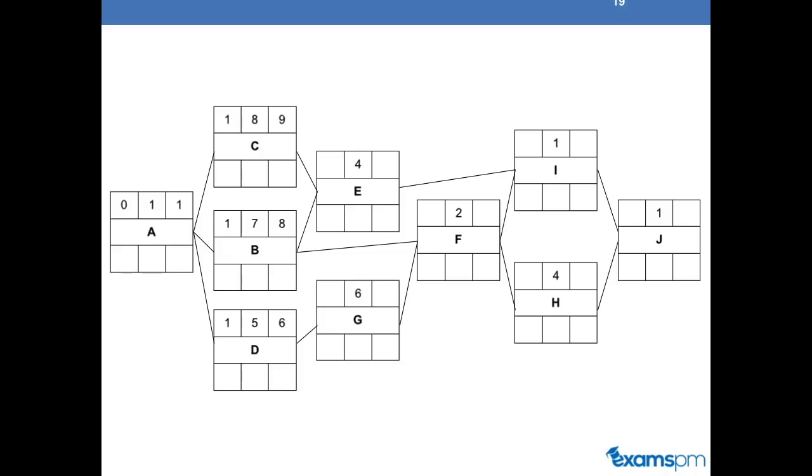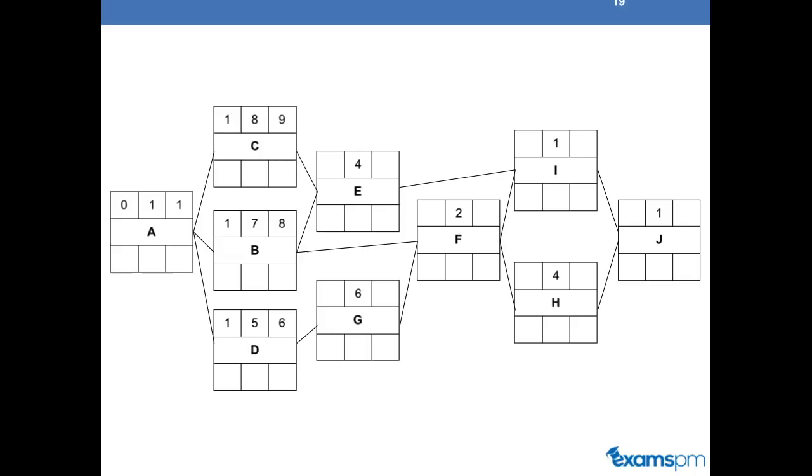Now again, if you want to pause the video and finish the rest of the forward path by yourself to test your understanding, definitely you can feel free to do so, or you can just follow along with the rest of the video. Now next, let's look at activity E.